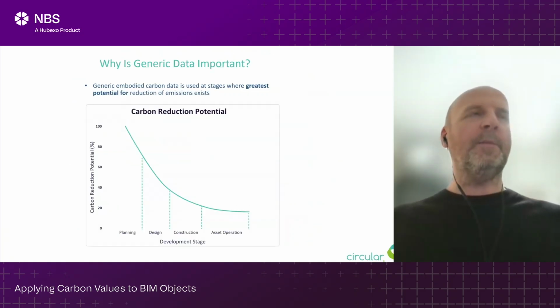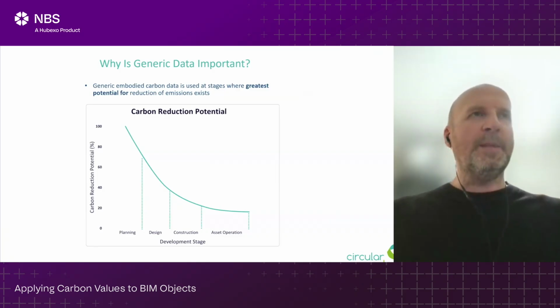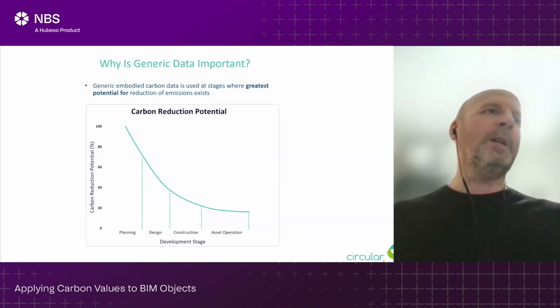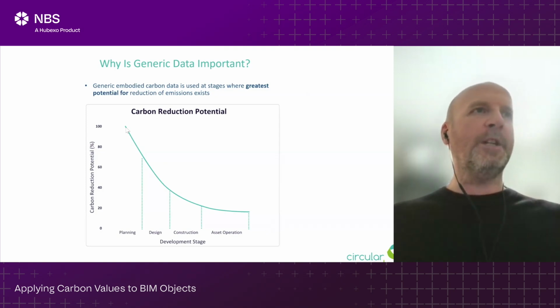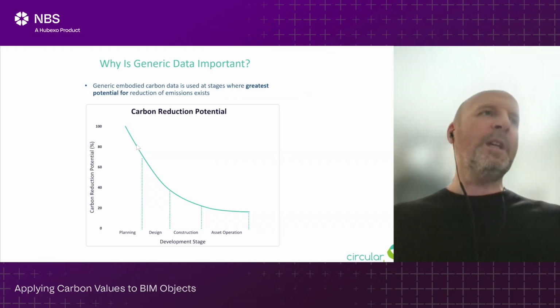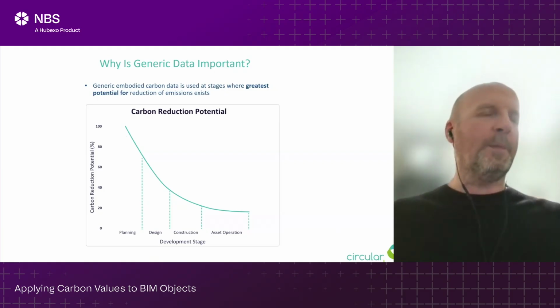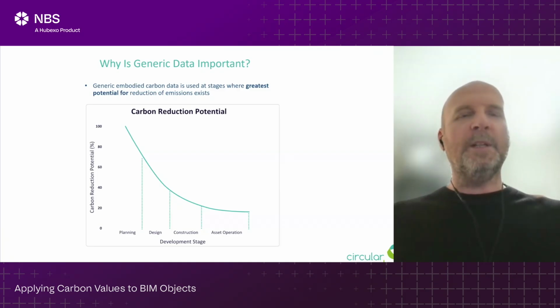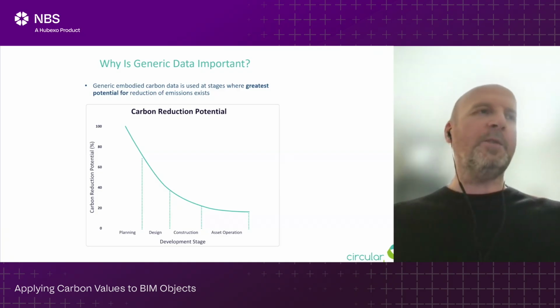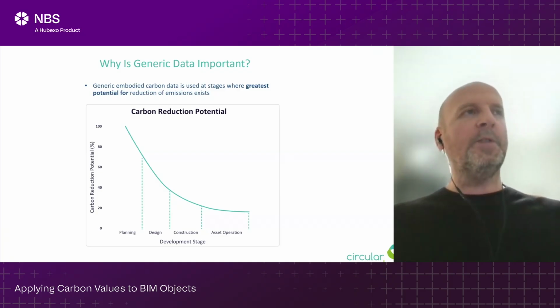Now, why is generic data important? Well, generic embodied carbon data is used at stages where they have the greatest potential for reduction of emissions. So if we have a look at a representation of the carbon reduction potential by the design stage of the project, really at the earlier stages of the project on the left, we have the largest carbon reduction potentials because less is known and specified about the project at the earlier concept stages of the project. So really, you want to start the estimates of whole life carbon, embodied carbon of the project as early into the project as you can, because you have the biggest opportunity to reduce emissions.